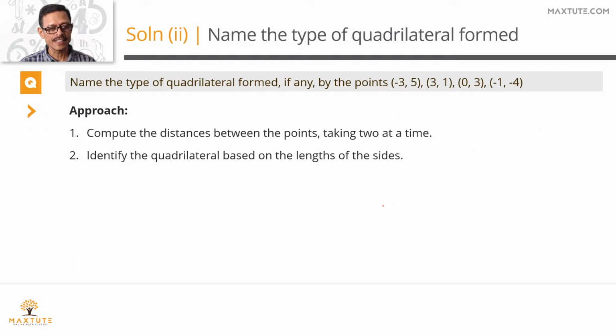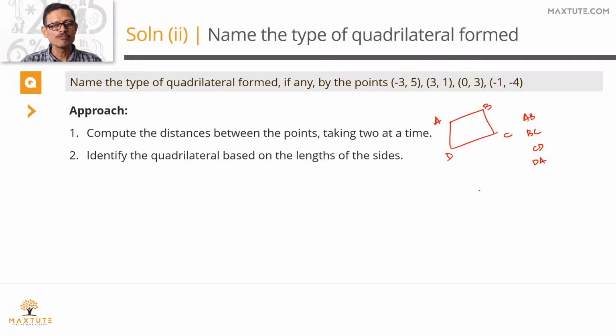The approach we're going to be taking is that we're going to be computing the distances between the points, taking them 2 at a time, and then identify the nature of the quadrilateral based on some properties. Let's get started. If you're talking about any quadrilateral, just drawing some random quadrilateral, A, B, C, D. The measures of the sides will give us some indicator about the type of quadrilateral. So the first thing, we'll compute the lengths of the sides, AB, BC, CD, and DA. This will give us the measures of the 4 sides.